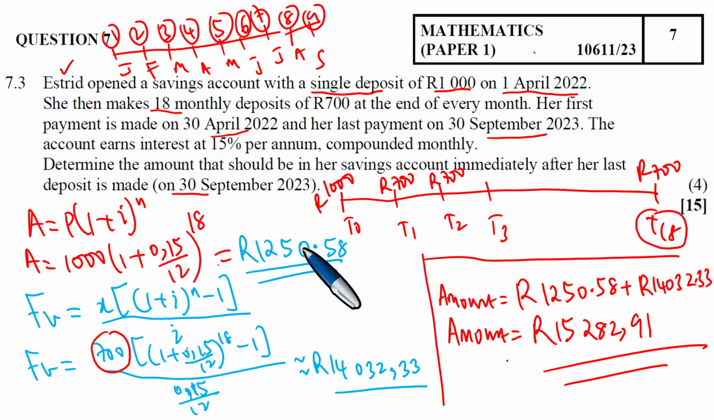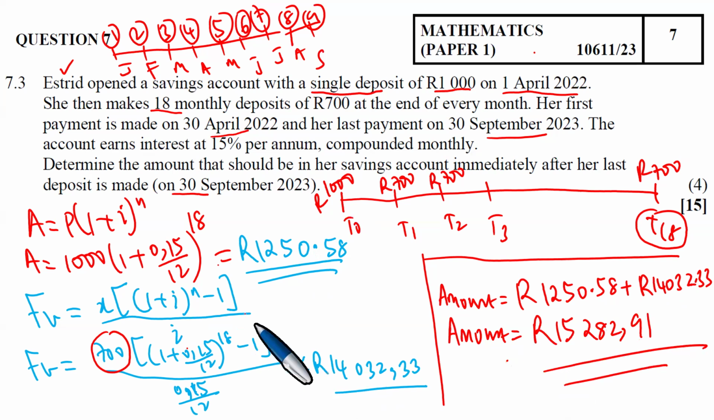So you must use compound interest for it. Then the 700 deposits are going to constitute a future value annuity. So you must do both of them, and then add them at the end. The 1,000 is going to be 1250.58, and the annuity is going to be 1403.33, and you put it there.